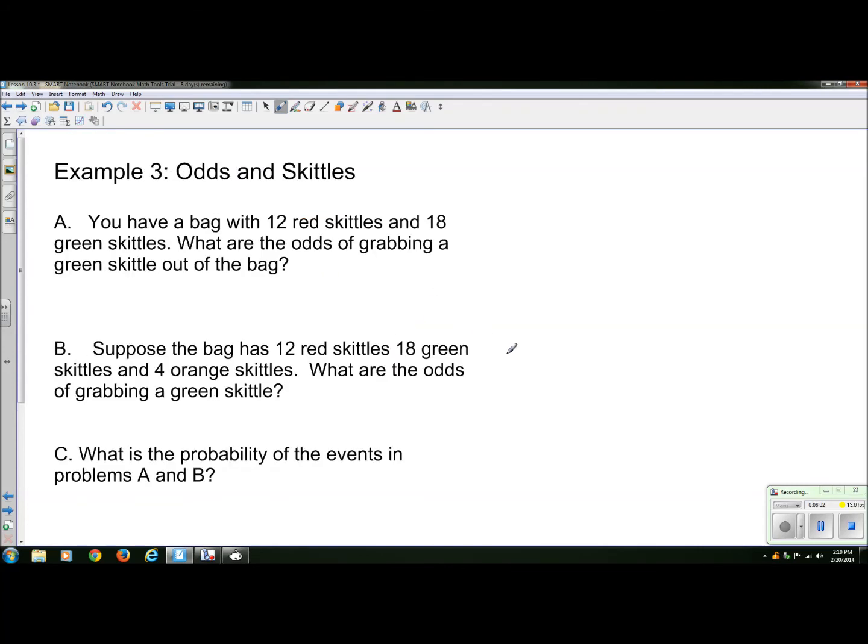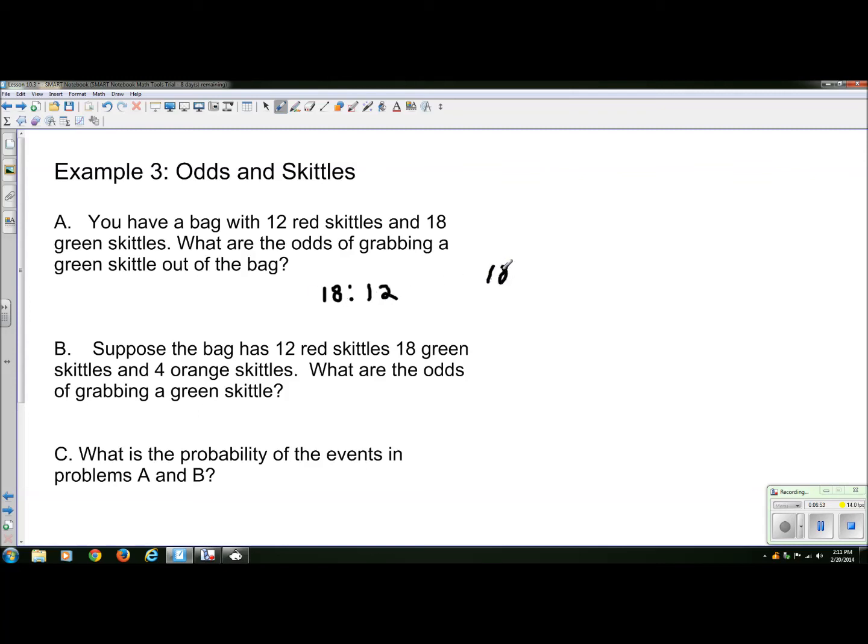In example 3, we have a bag with 12 red Skittles and 18 green Skittles. What are the odds of grabbing a green Skittle out of the bag? Well, we want to know the odds of grabbing a green Skittle out of the bag. So there's 18 green Skittles, and then there are 12 red Skittles, so our odds are just 18 to 12, or 18 colon 12, or we could also write 18 over 12.